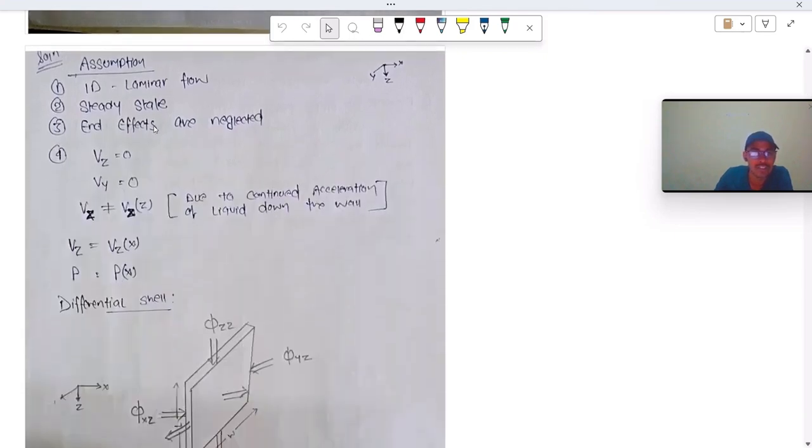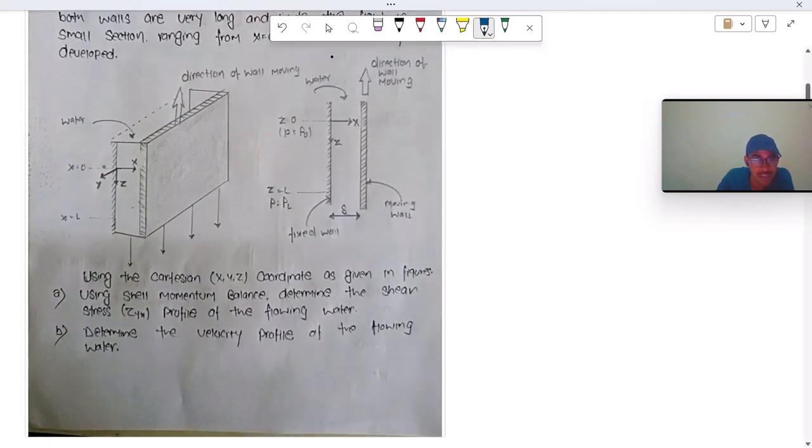Our first assumption is that this is 1D laminar flow, steady state, and end effects are neglected. So in this system, Vz is not 0, Vx is equal to 0, and Vy is equal to 0. Why is it 0? We can see from the flow that there is only flow in the z direction, and no flow in the x direction or the y direction.